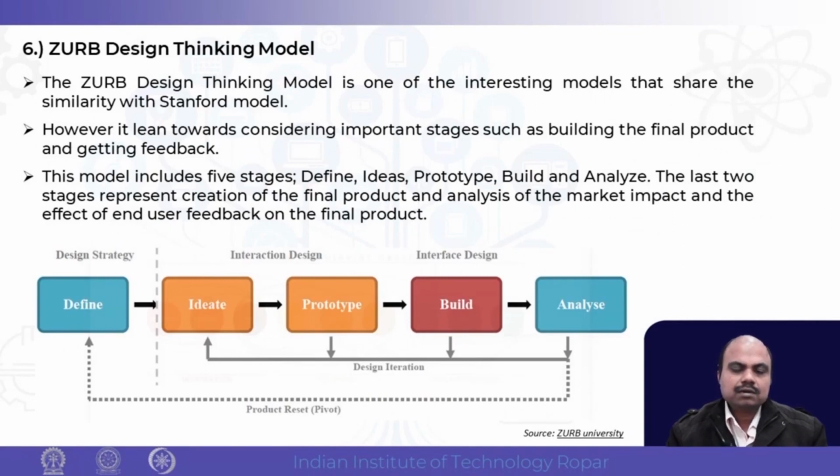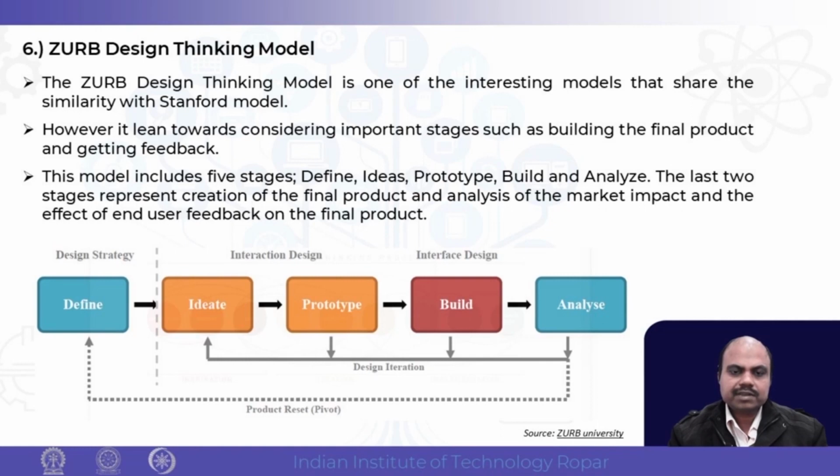Now we are going to learn another method. The sixth one is ZURB, Z-U-R-B, ZURB design thinking model. The ZURB design thinking model is one of the interesting models that shares similarities with the Stanford model. However, it leans towards considering important stages such as building the final product and getting feedback.